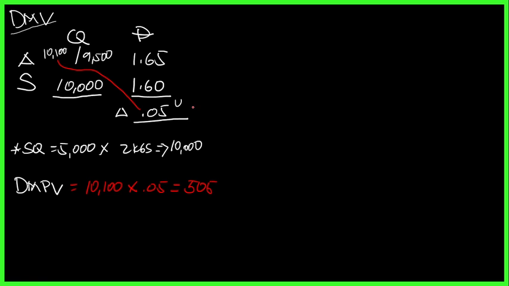Oh, wait. This should be in dollars, right? I forgot. So this one is $505. My handwriting is ugly. $505. Is this favorable or unfavorable? It's unfavorable. Okay? What about your direct materials quantity variance?